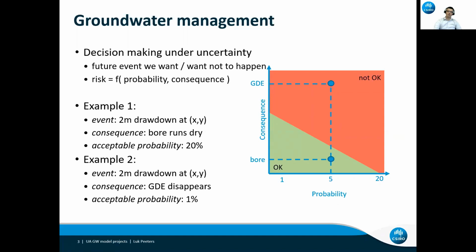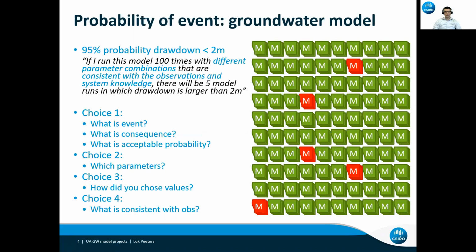Now, if I go back to that first slide, that simple statement at the beginning, when I read that, there's actually a couple of red flags and alarm bells that start ringing in my head, things that I'm mindful about when I'm modeling or looking at modeling projects. And the first one is that top statement, 95% probability of more than 2 meters drawdown. That is the essence of your groundwater model. That is what you are trying to model.